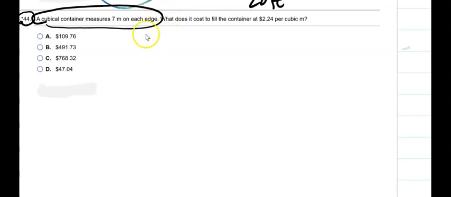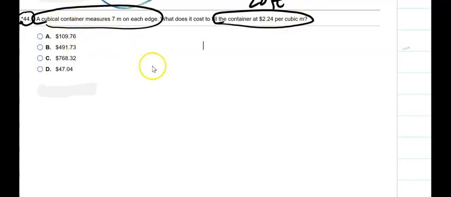Question 44, that's the last question. A cubical container measures 7 meter on each edge. So this is the cube. A cube is like a rectangular box with all sides equal. You have to find how much it costs to fill the container at $2.24 per cubic meter. So to fill the container, it costs $2.24 per cubic meter.